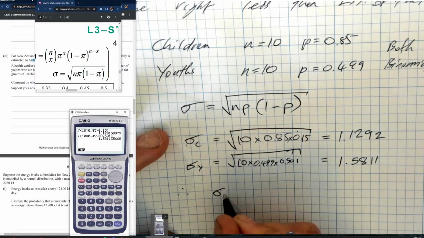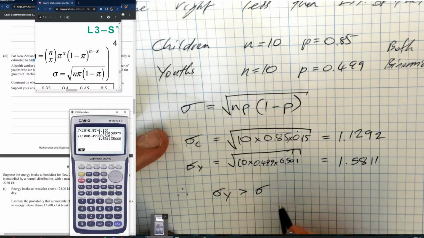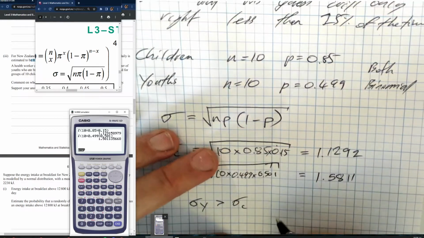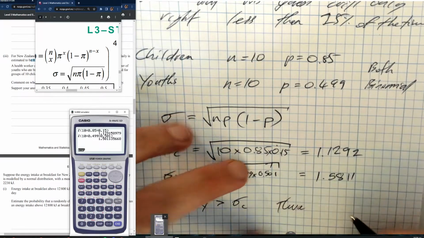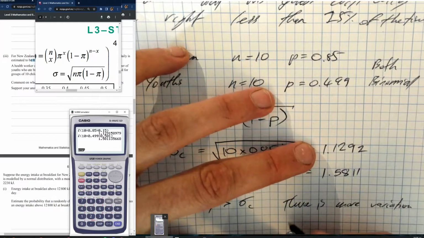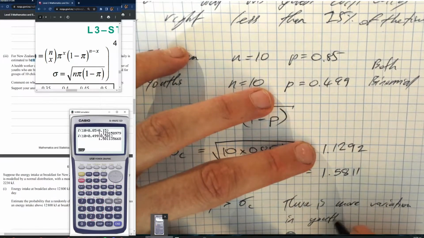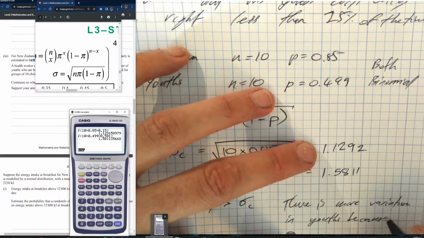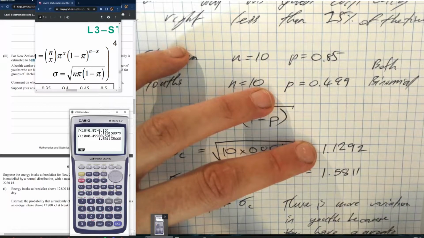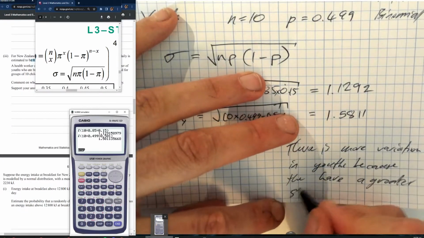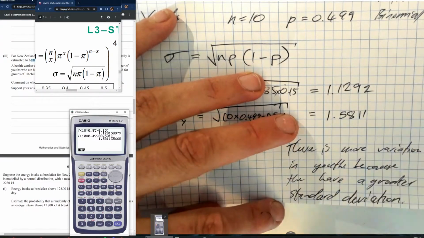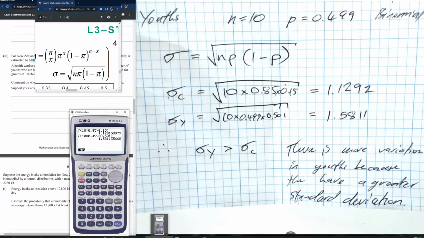So therefore, you can do these fancy things. The standard deviation of youths is greater than the standard deviation of children. So there is more variation in youths because they have a greater standard deviation. I wonder if they want us to explain what standard deviation is. I don't think you have to because it's sort of assumed we know what that is by now.